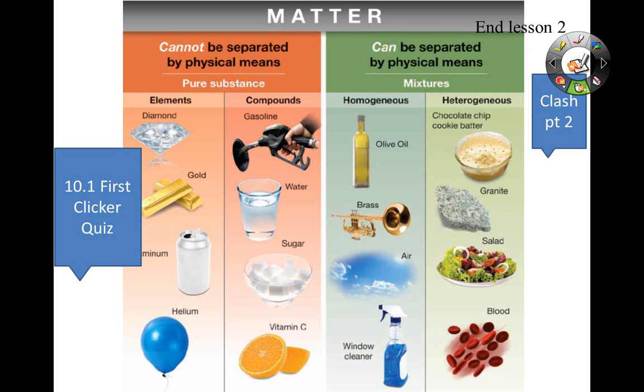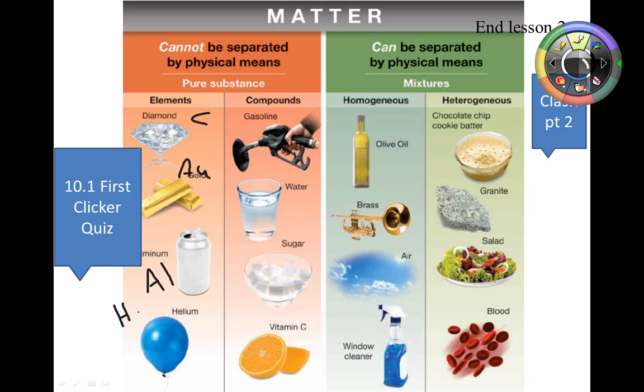This is another example directly out of your book. Notice on the left-hand side where they cannot be separated by physical means. Pure substances, like diamond, gold, it's one type of element or compound. Diamonds are pure carbon, all carbon. Gold, Au, is all Au atoms. Aluminum, all aluminum atoms. Helium, just He atoms. Okay, so that can be an element.